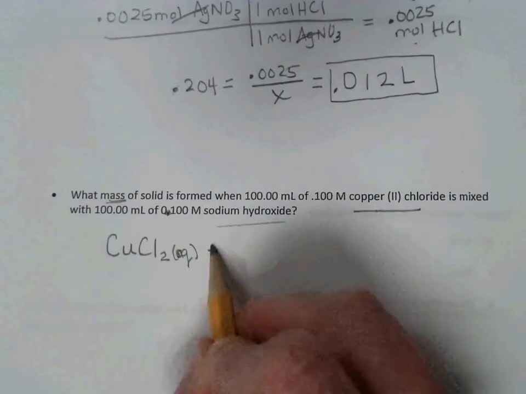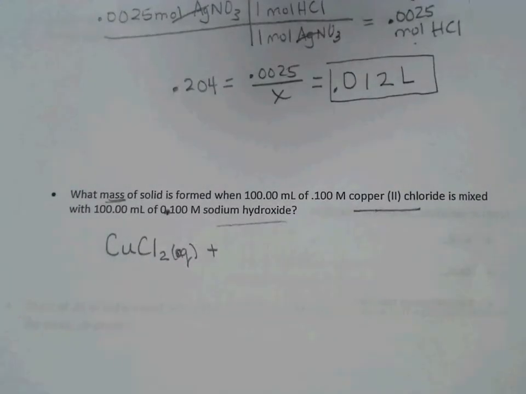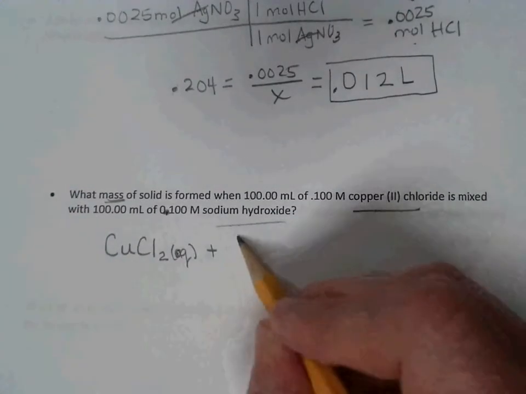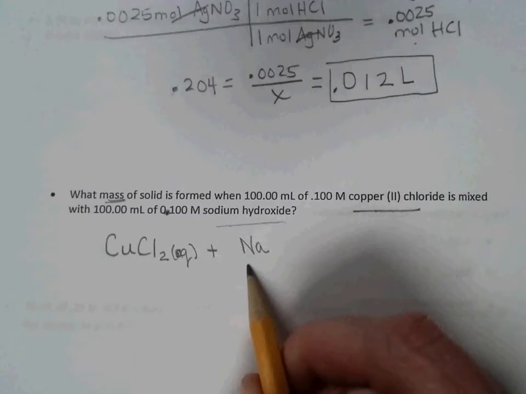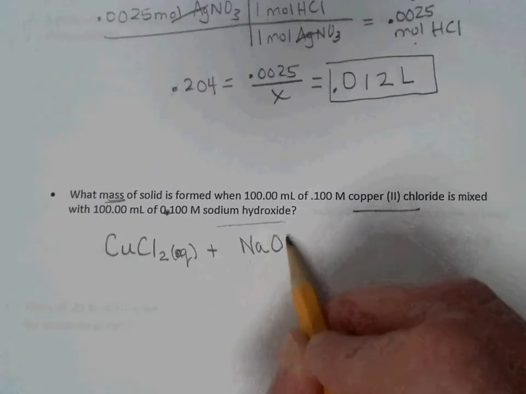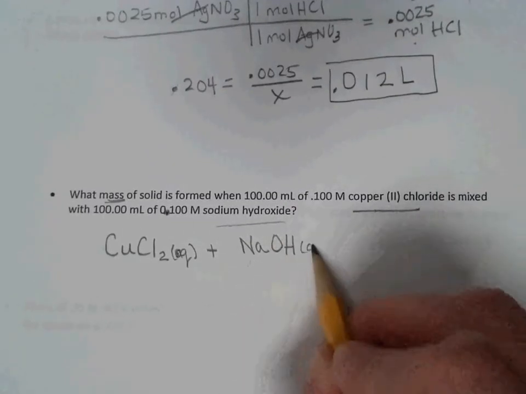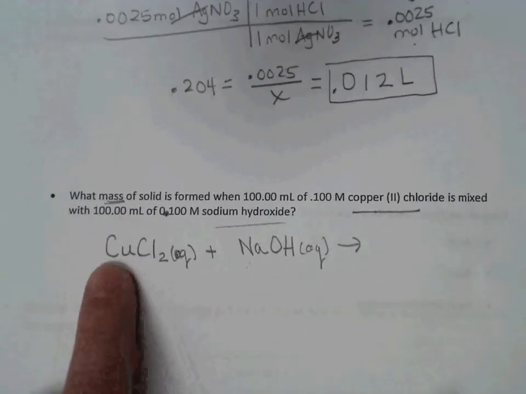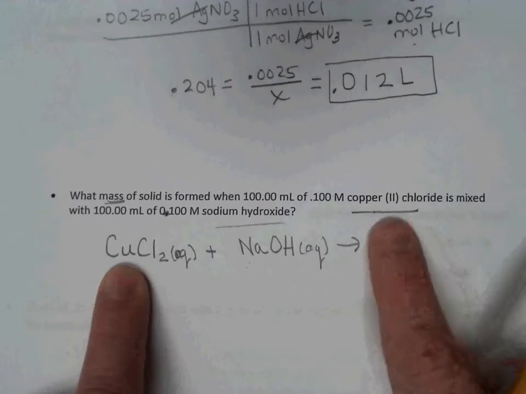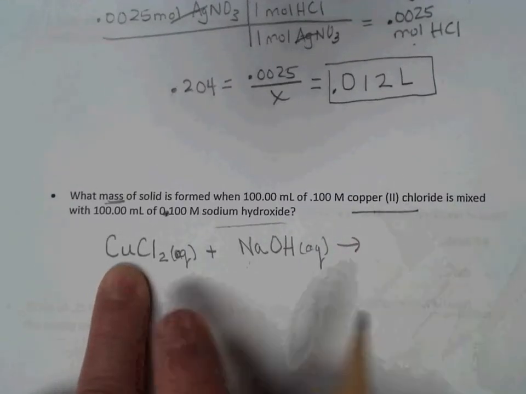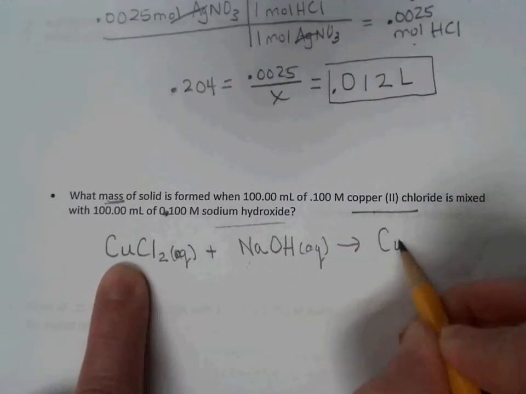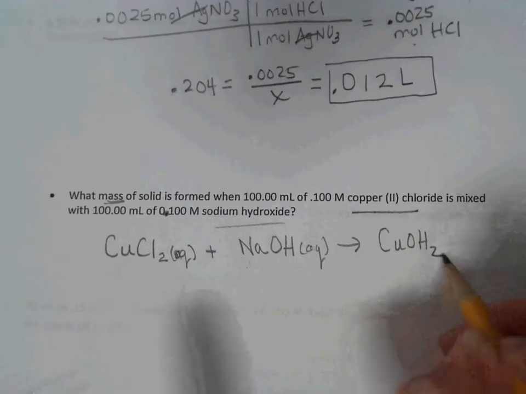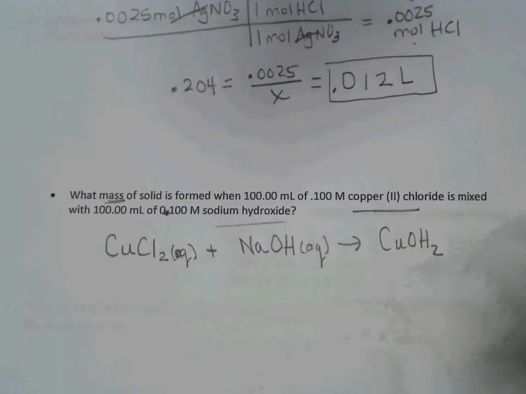Aqueous plus sodium hydroxide. Na. Remember, +1. Yep. And aqueous. All right. Outside, outside, inside, inside. What charge did that copper have? It was a 2, right? Please don't write this. Why is that wrong?